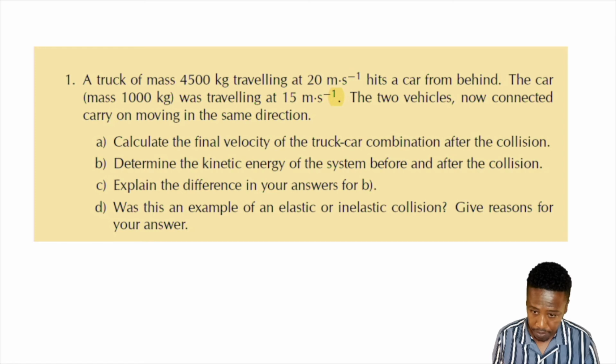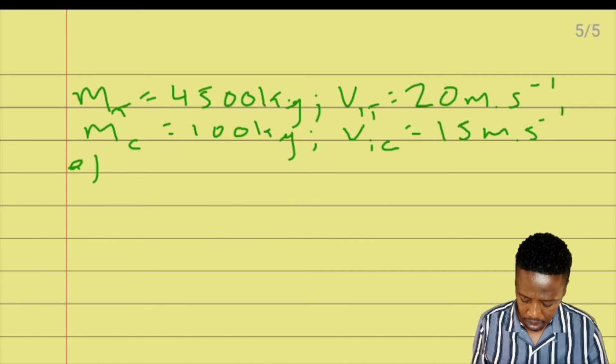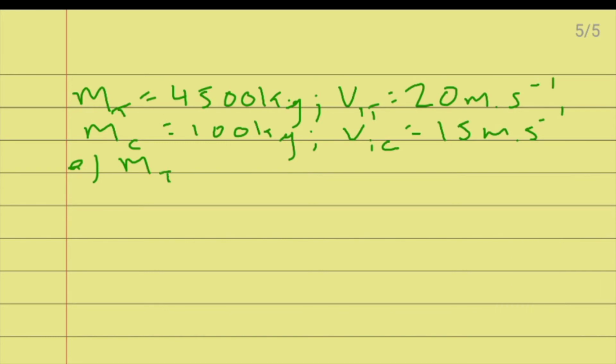We are dealing with A, and then remember, let me start with the truck first, which is the mass of the truck times the initial velocity of the truck, plus the mass of the car, times the initial velocity of the car, equals.